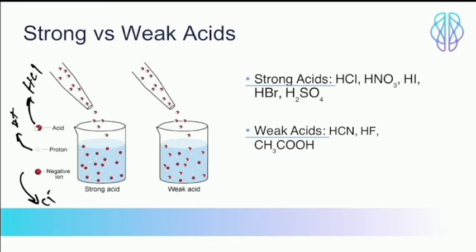For your exams, it's very high yield to know the difference between strong and weak acids and some examples for each. Hydrochloric acid, nitric acid, sulfuric acid are the main ones you're going to see for strong acids. For weak acids, it's mainly going to be acetic acid, and maybe cyanic acid.